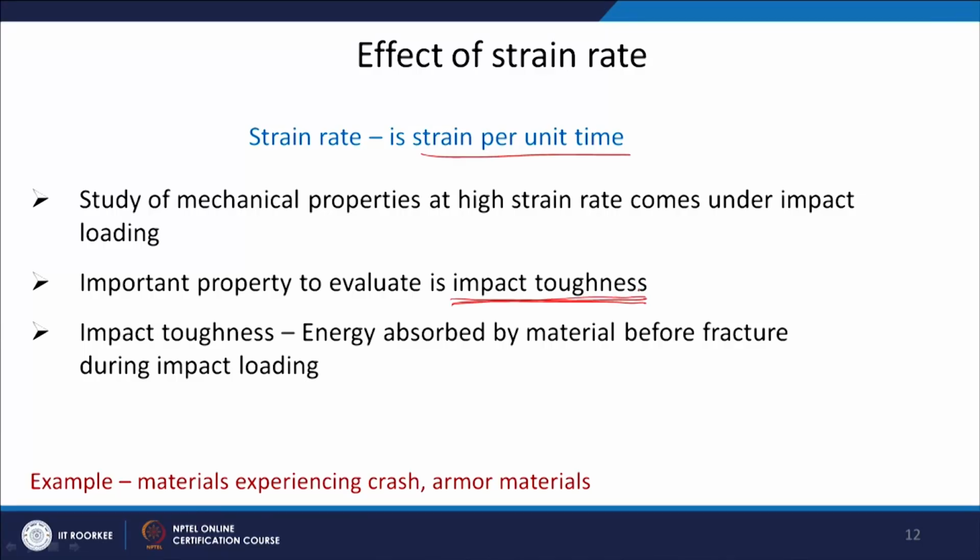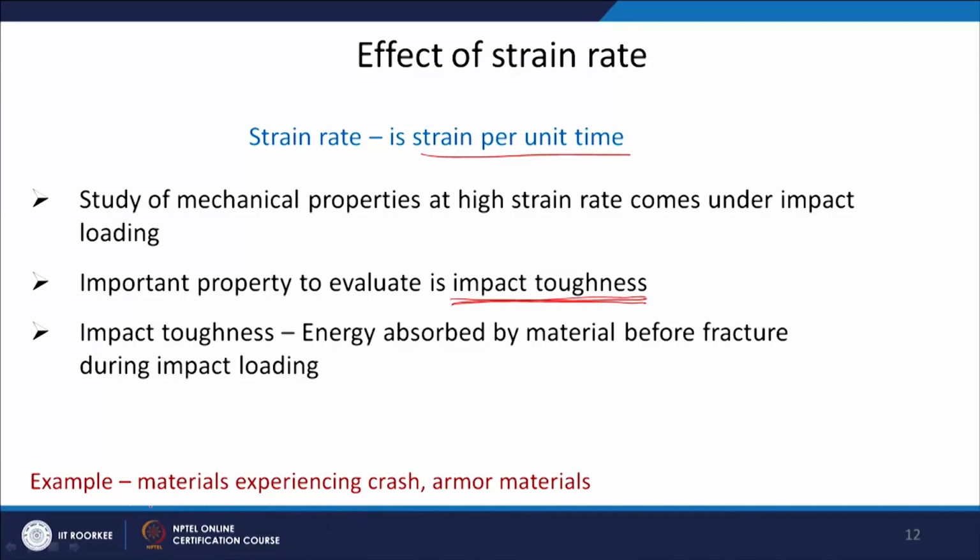Again, the way we do the test can change, we will have other types of equipment than the tensile test, but when we have high strain rate type of deformation, it comes under impact kind of loading or impact deformation behavior. An important property to evaluate is the impact toughness. Basically, we want to know how much energy is absorbed by the material during the impact. For example, as I told you, in automobiles this is a very important property for a material to have, that is, how much energy it is going to absorb during the impact, because that is what is going to save the occupant of that particular car or automobile.